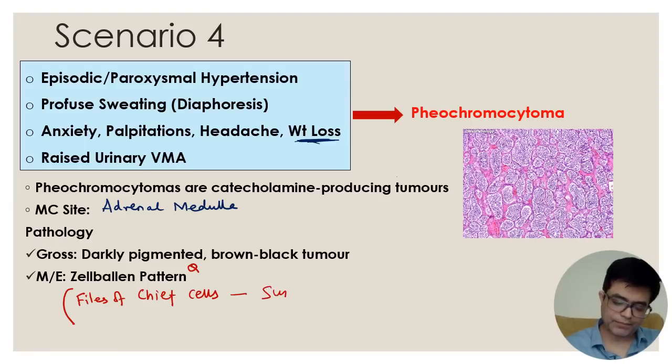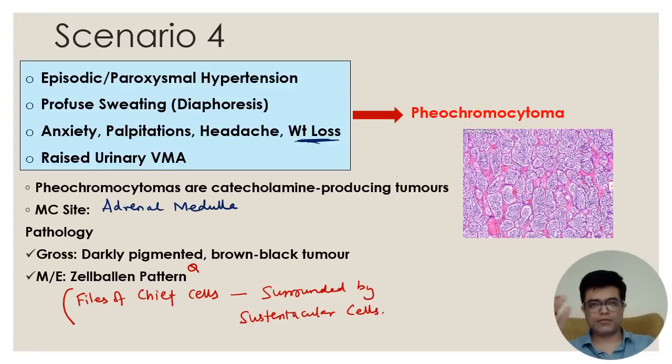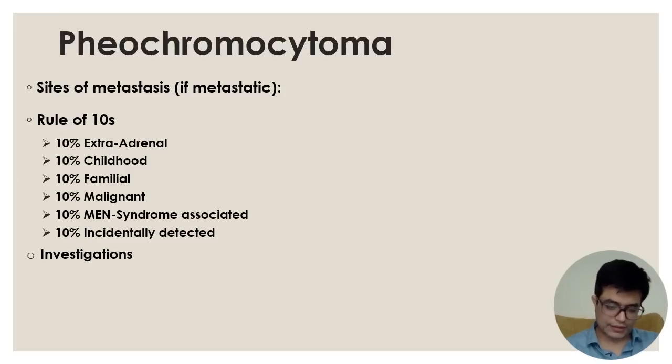surrounded by sustentacular cells, which in turn are surrounded by a vasculofibrous matrix, as you can see in the photograph. So this type of pattern is typically called the Zellballen pattern. Now, what is the site of metastasis?